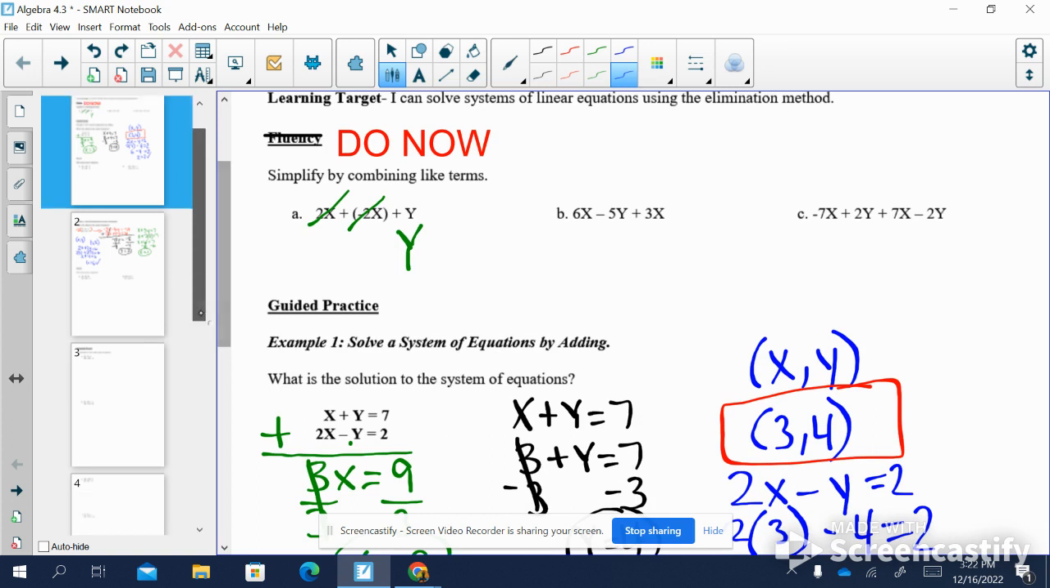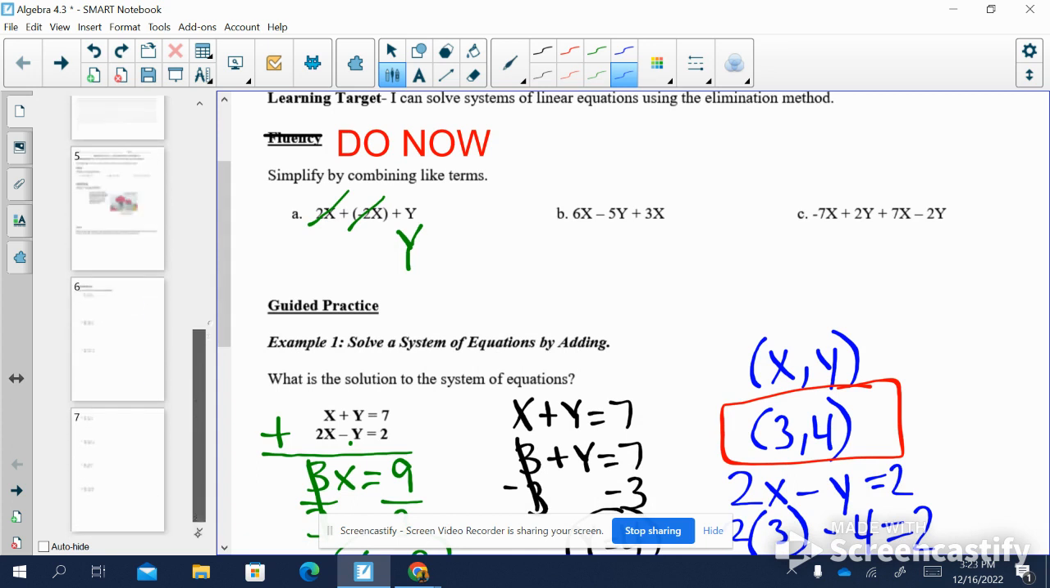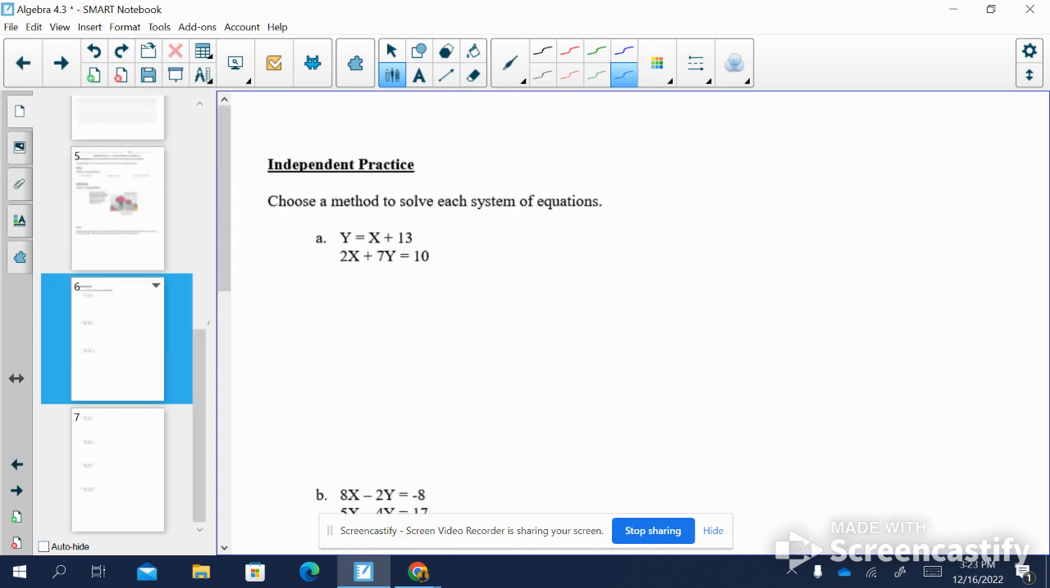For instance, I'm not going to do this, but if I go here and I look at A, it's not in standard form for both of them. Now, I can manipulate the top to get it into standard form, but I have a variable by itself, so I'll probably use substitution there.